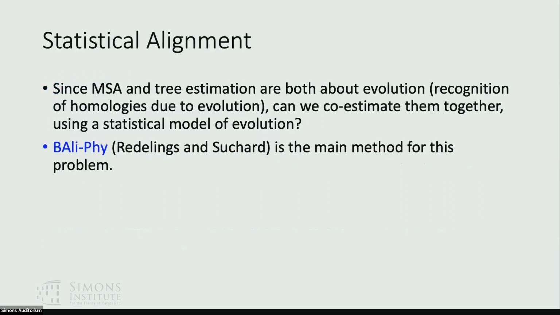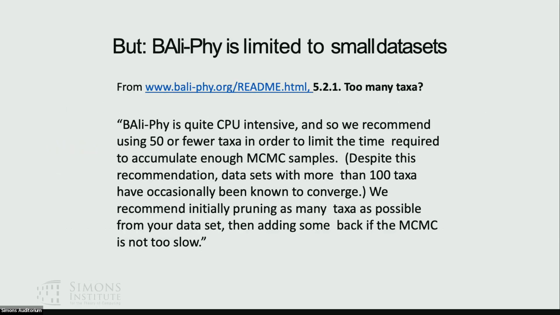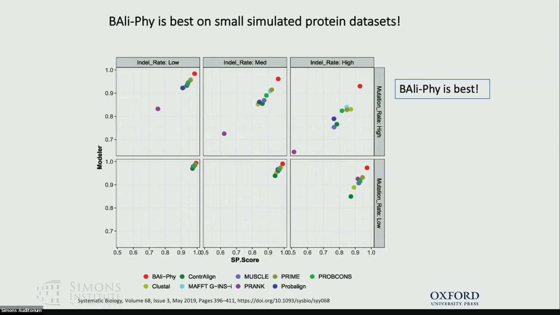Okay, statistical alignment. BAli-Phy, by Ben Redelings and Marc Suchard, is a co-estimation method for statistical alignment. It's the main method for this problem, but it's limited to small data sets, and small means they suggest nothing more than 100. Here's a simulation on proteins, with at most 26 sequences. Each BAli-Phy analysis took 2 months of runtime. The others take a few minutes.